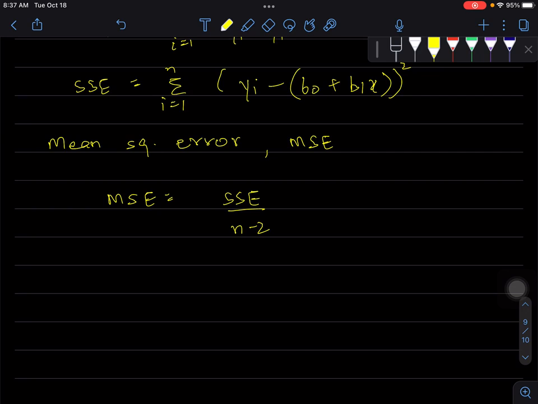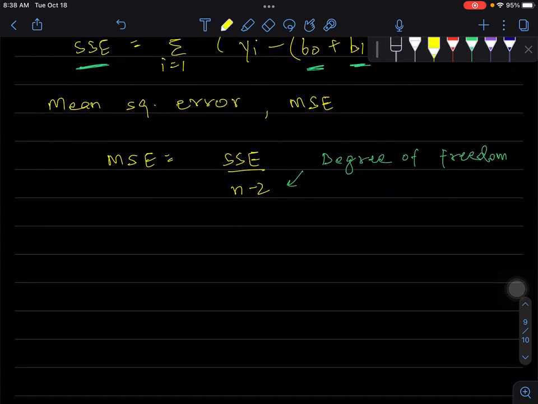Why n minus 2? n minus 2 is the degree of freedom, and we subtract 2 from n just because we need two terms to calculate SSE. So b0 and b1 for any given x, we need those values in order to be able to calculate SSE. That's why we divide by n minus 2. And MSE is also s squared, we'll see why, SSE over n minus 2.